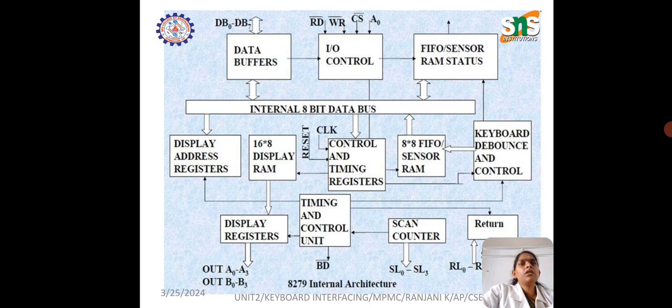The next block is the control and timing register and timing control. This unit contains a register to store the keyboard and display modes, and other operations programmed by the CPU. Also, the timing and control unit handles the timing of the operation of the circuit.